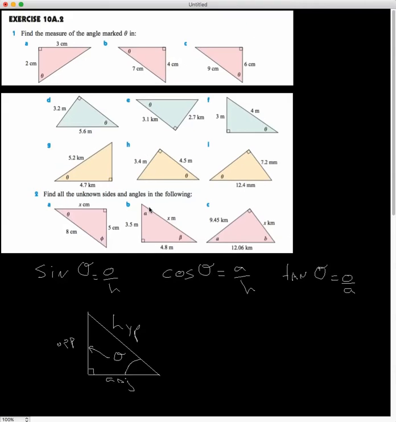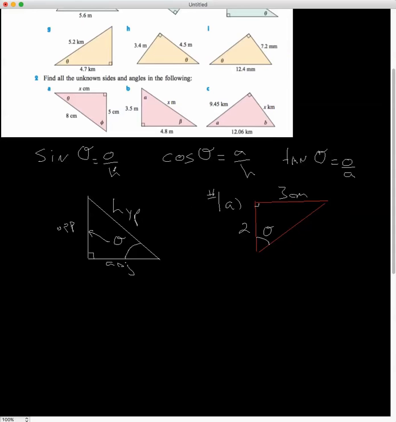Alright, so for the example above, let's do number 1A. That triangle looks something like this. We have this angle that we're looking for in here. This is 90 degrees. We have 3 centimeters here and 2 centimeters here. Depending on which sides we have, it allows us to figure out if we're going to use sine, cosine, or tan.